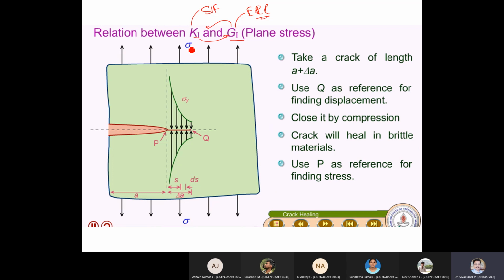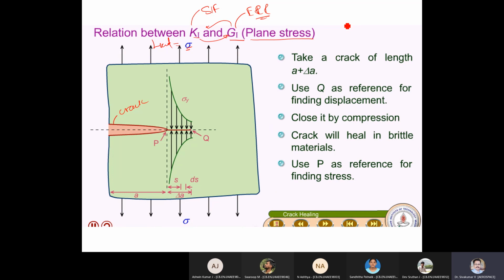So here is the specimen, or this is the crack. The crack is subjected to the load sigma. It is quite big, but for display purposes we made it very close. Otherwise, it's something like a very big plate. So this condition is plane strain condition. I hope you know very well what is plane strain and plane stress.